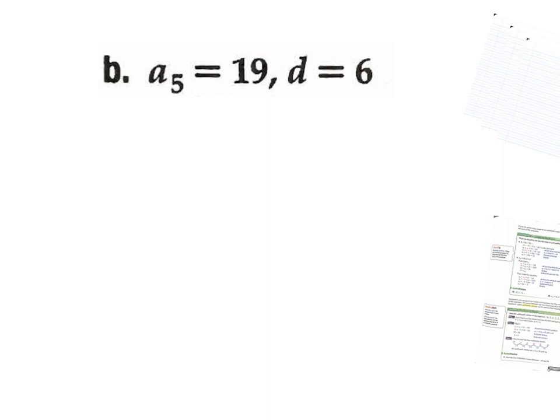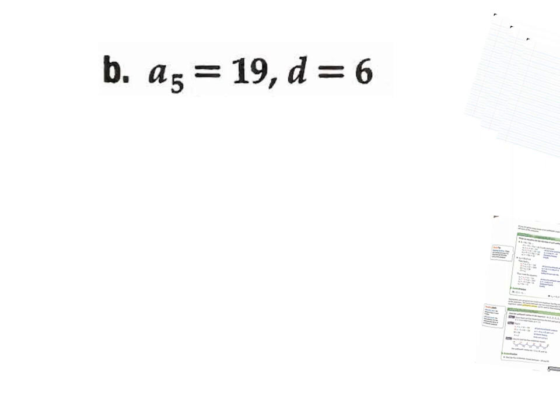So in math, they might not give you the information that you want, right? I mean, we want a sub 1 and we want the common difference. That way we could create our machine. But they don't give us a sub 1, they give us a sub 5. So in math, you always take what they give you, plug it in to find out what you really want.